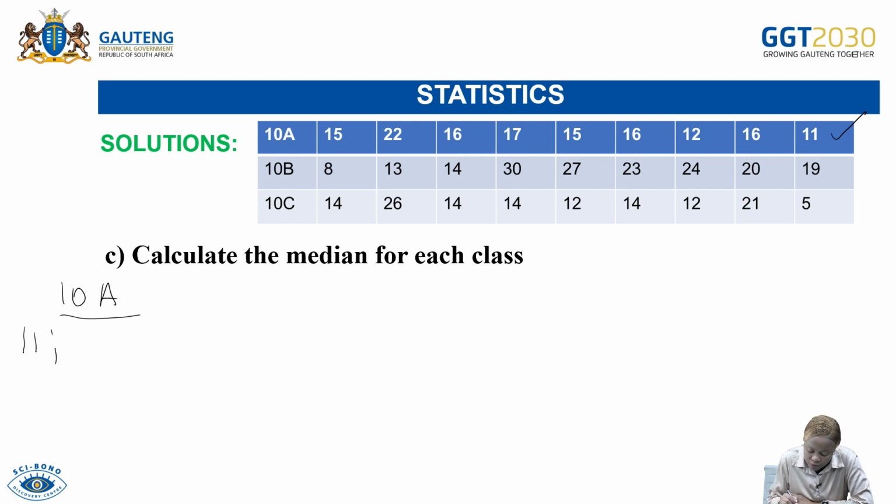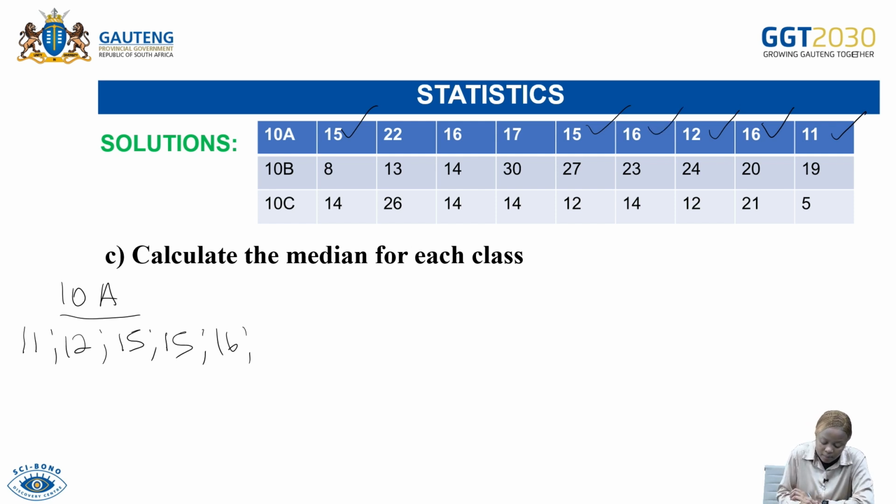And then do I have a 12? Yes, I have a 12. Do I have a 13? No. 14? No. 15? Yes, and I have another 15 here. Do I have another 15? No. And then I have 16. Do I have another 16? Yes. Another 16? Yes. And then I have a 17, and then I have a 22. I think 22 is the last term. Okay.